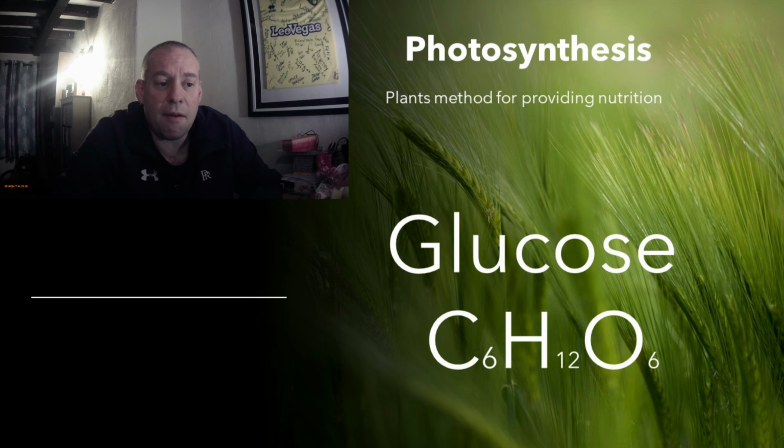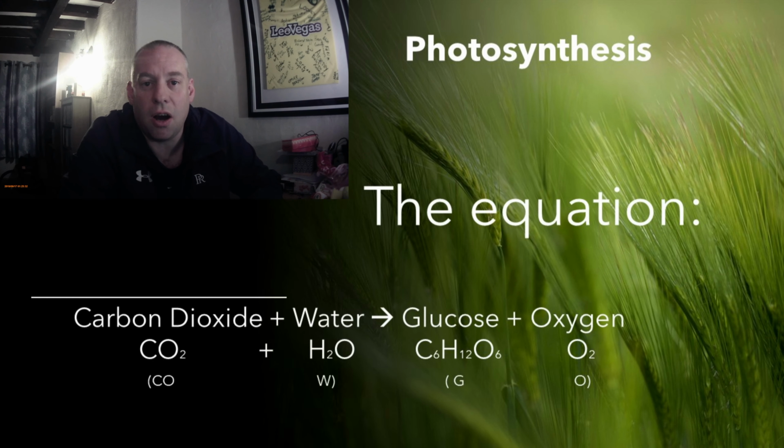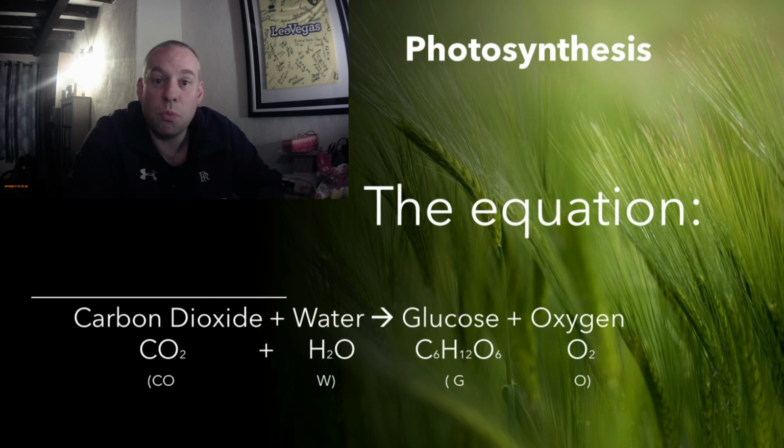If we look at it, the 2 places where they can get carbon, oxygen and hydrogen are from carbon dioxide in the air, which has carbon and oxygen in it, and water, which they can get from the soil, which has the hydrogen in it. So we said for the glucose we needed 6 carbons, 12 hydrogens and 6 oxygens. That's where the plant finds it.